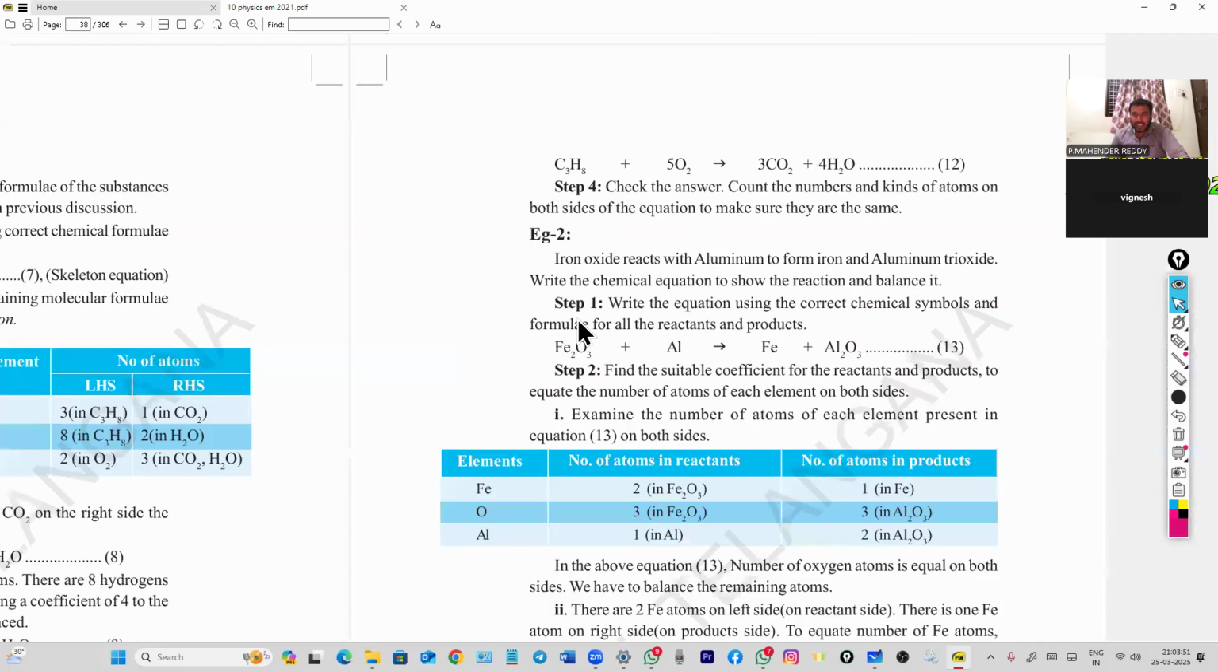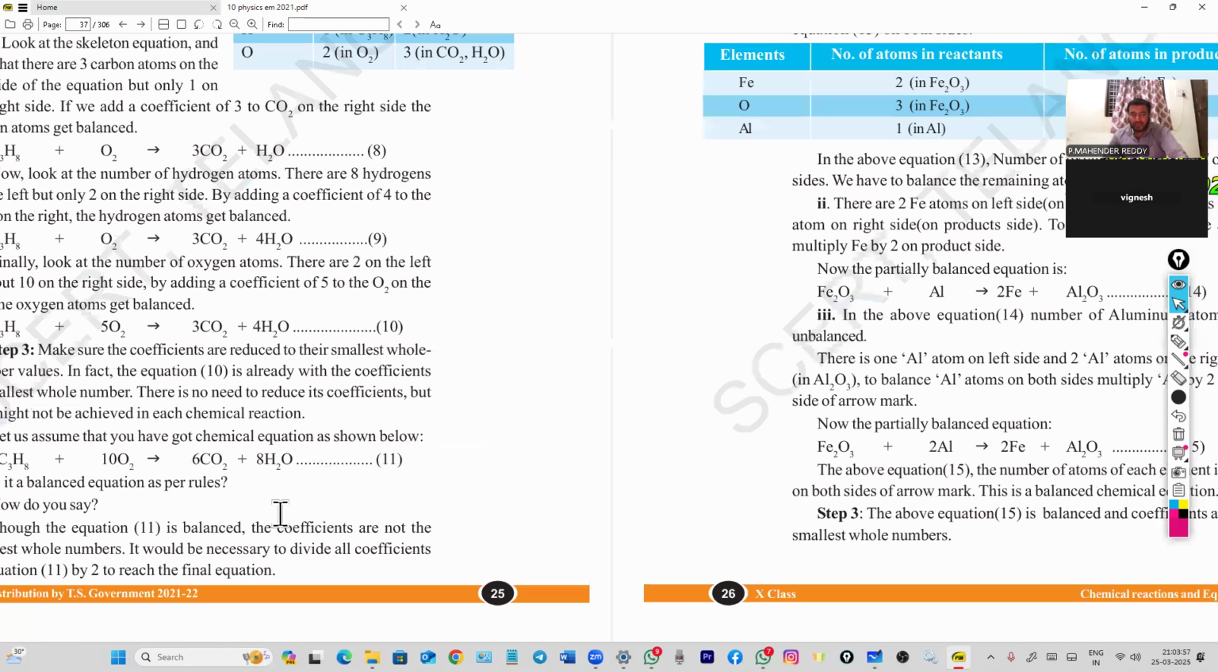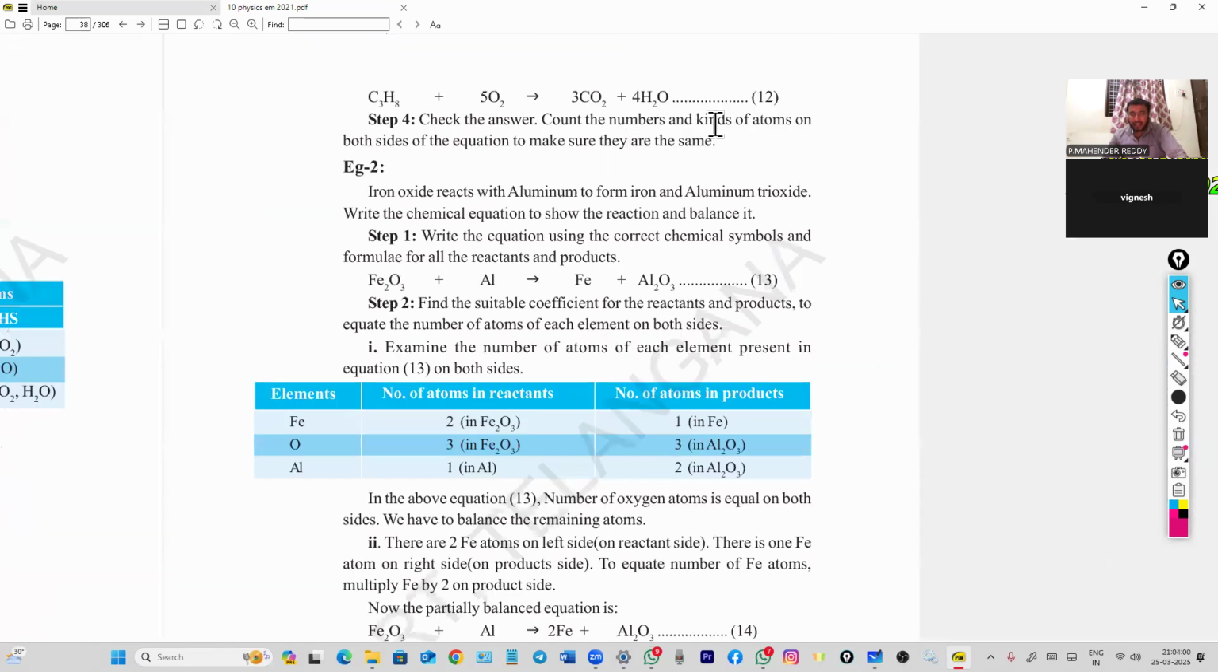Step 4: C3H8 plus 5O2 gives 3CO2 plus 4H2O. Finally, the answer is C3H8, 5O2, that is 3CO2, 4H2O. Check the answer, count the number and see here. Finally, here 3 carbons are there, here 3 carbons are there. Here 8 hydrogens are there, here 4 times 2, 8 hydrogens are there. Here 10 oxygens are there, here 4 oxygens plus 6, 10 oxygens are there. This is the completely balanced chemical equation.